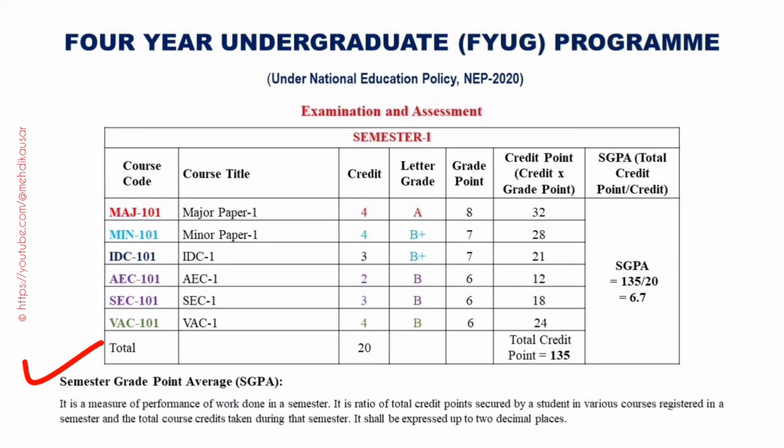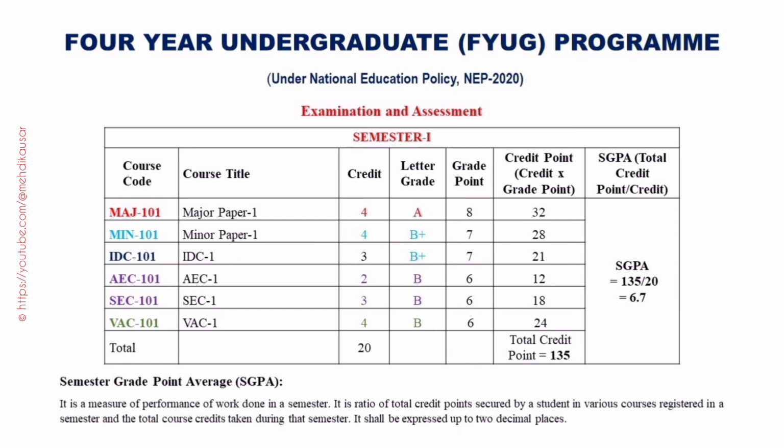It is the ratio of total credit points secured by a student in various courses registered in a semester and the total course credits taken during that semester. It shall be expressed up to 2 decimal places. Let us see how to calculate the SGPA.